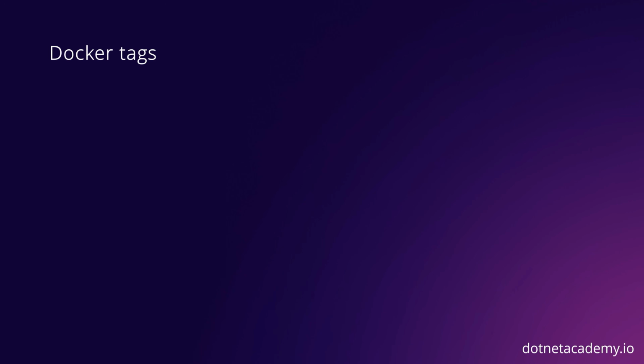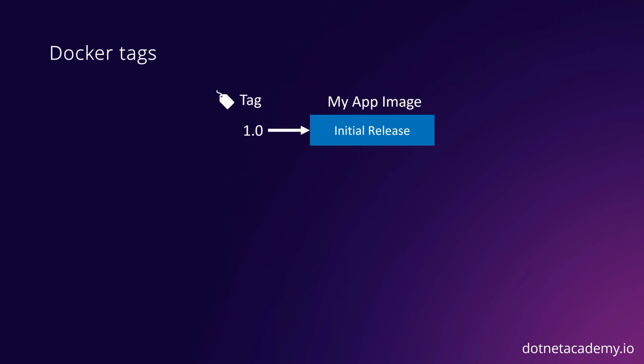Let's understand the concept of Docker tags by going through a real-world example. Let's say we just finished the first version of our application and we turn it into a Docker image to prepare it for deployment. Since this is our initial release, we will assign it a tag, 1.0 in this case. This isn't just a random number, it's a reference point, our way of saying that this is the first production-ready version of our application.